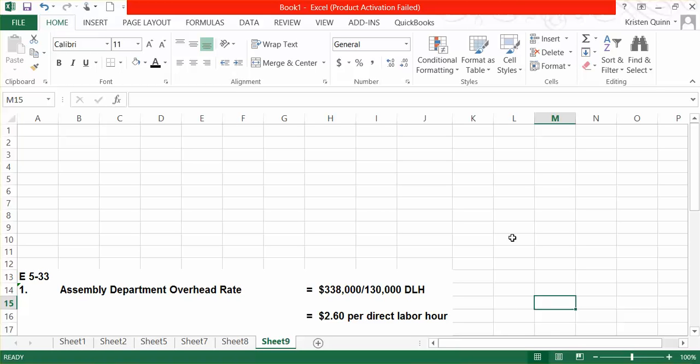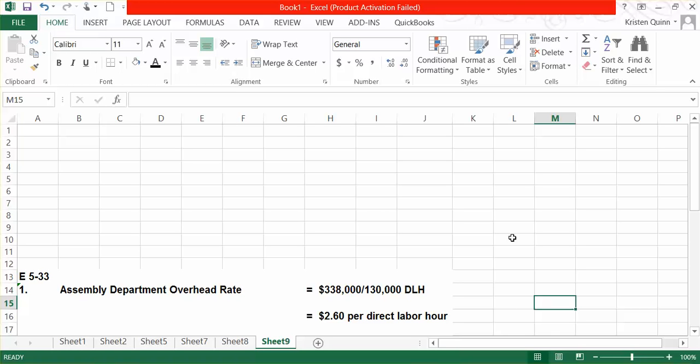Notice that we're only dividing by 130,000 direct labor hours rather than 170,000 direct labor hours that you find in the problem in the total column. We're only dividing it by how many direct labor hours the company plans to incur just in the assembly department. When we do that division, we come out that the assembly predetermined overhead rate is $2.60 per direct labor hour.